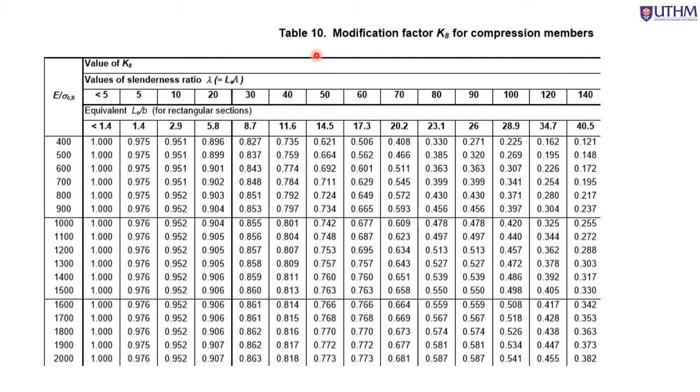This is Table 10. We use it to get the value of K8 for compression members. Depending on our ratio of elastic modulus to compressive stress parallel to grain and the slenderness ratio, or LE over b for a rectangular section, we can match the K8 value. Interpolation is allowed in case the value we obtain is in between the range.